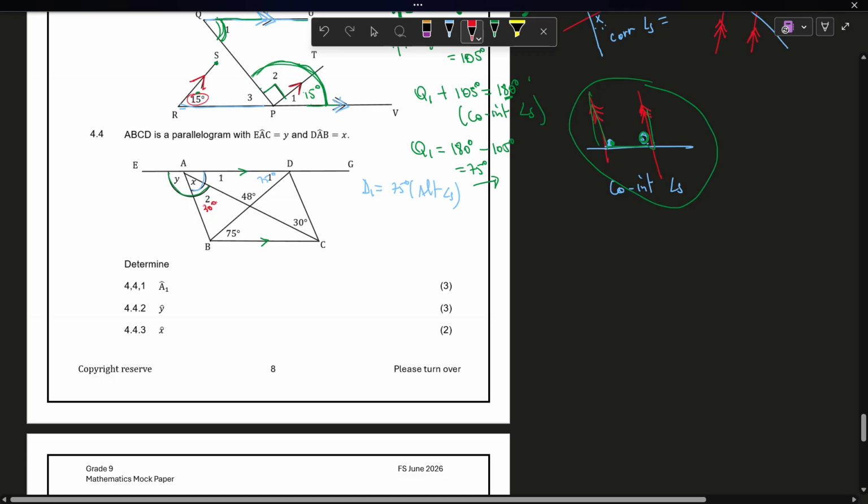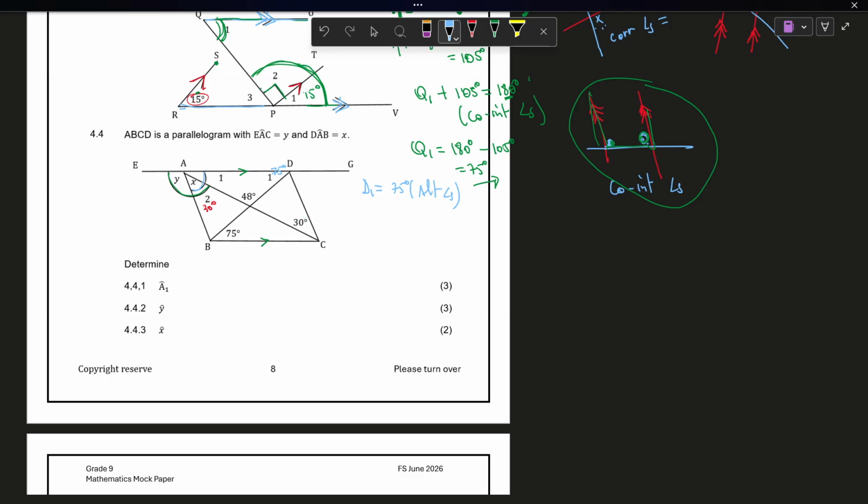It's very important to mark the degrees so that the drawing takes shape bit by bit, and it kind of helps as well. Let me just delete this. It's a bit dirty. We can't see what we've got here. This is 75, right? Now, can we now get A1?